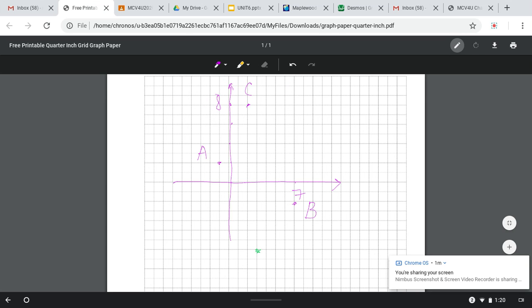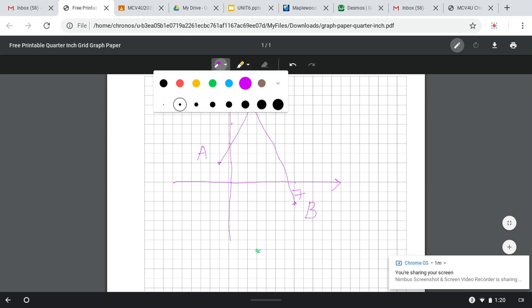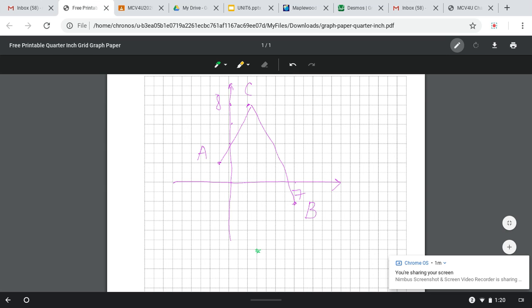So let's complete the parallelogram by connecting the points, and by adding the fourth point, this is how the parallelogram is going to look like. Let's say that this is point D. All right.